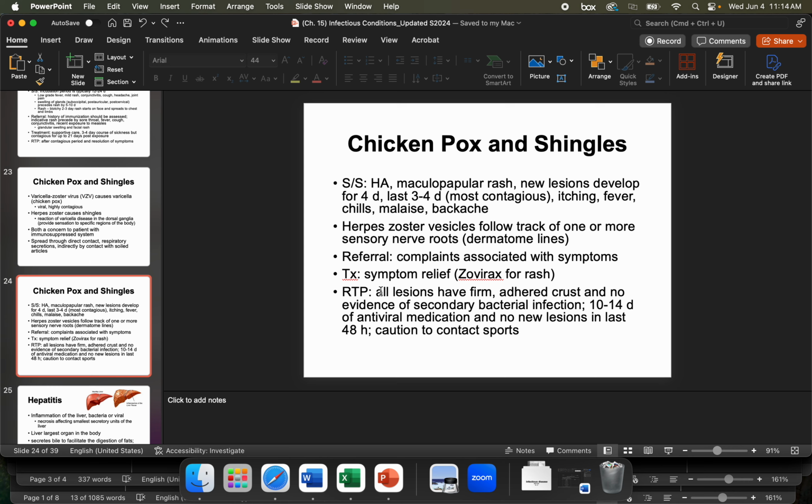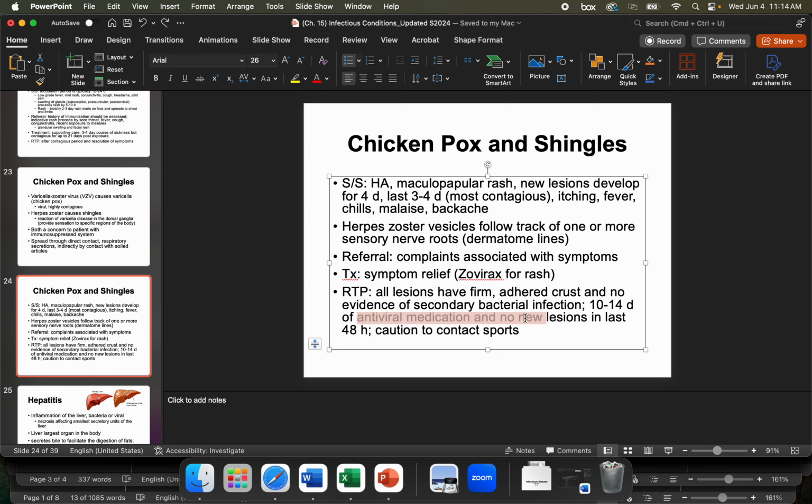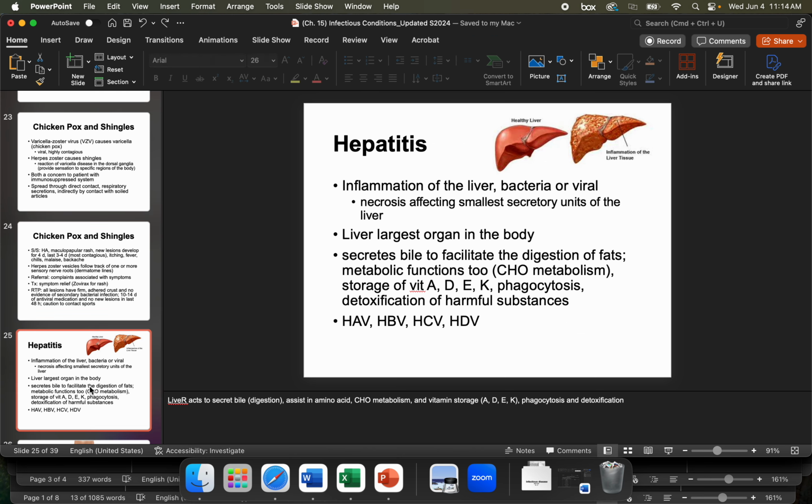So, return to play. If you work with someone with chickenpox, once their infection is resolving and those crusts are going away, they're welcome to come back. They could have some antivirals, and then move forward.